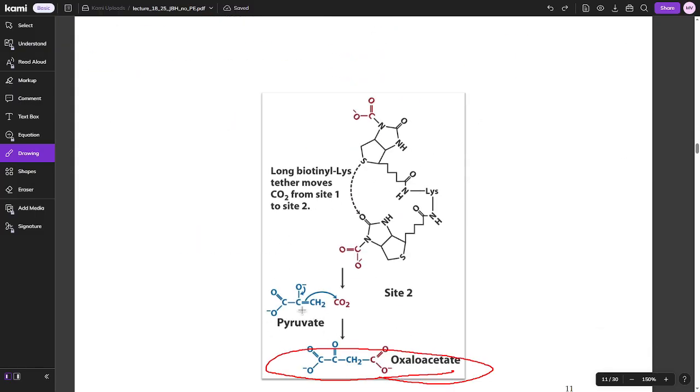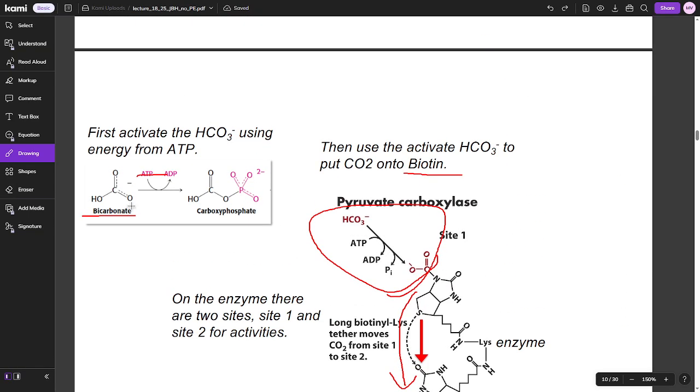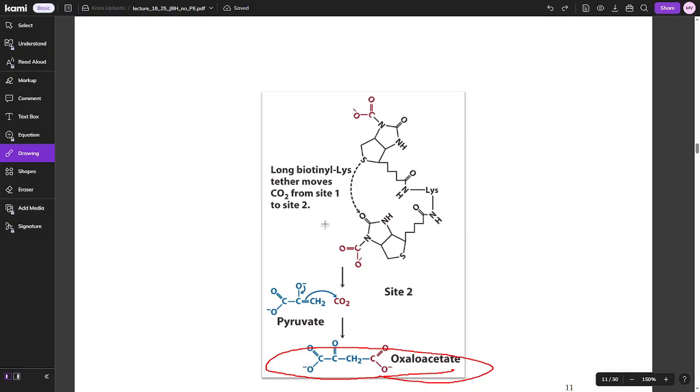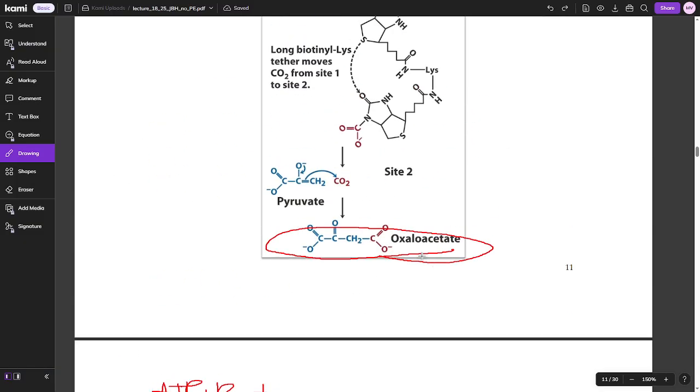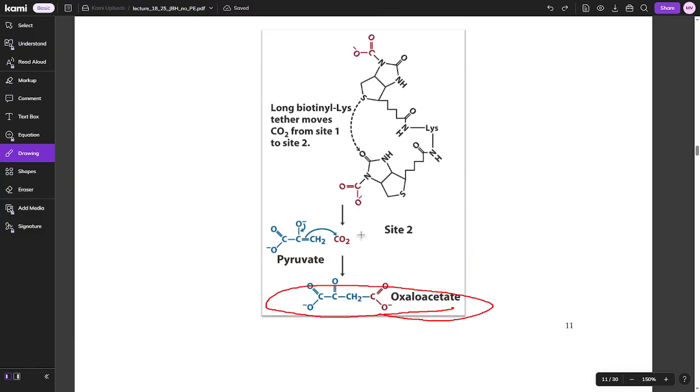I want to stress this because they will most likely ask you questions about this. Remember what they release and what they absorb. This actually technically does not use CO2. It releases CO2, but it actually technically uses bicarb. So this actually releases CO2 in the process after this step here. Something to keep in mind.